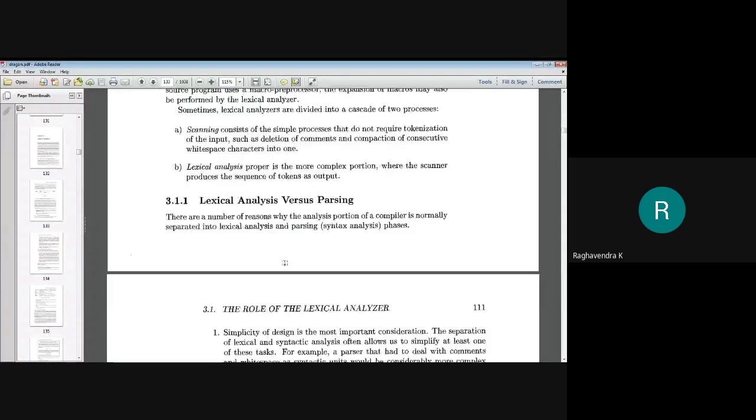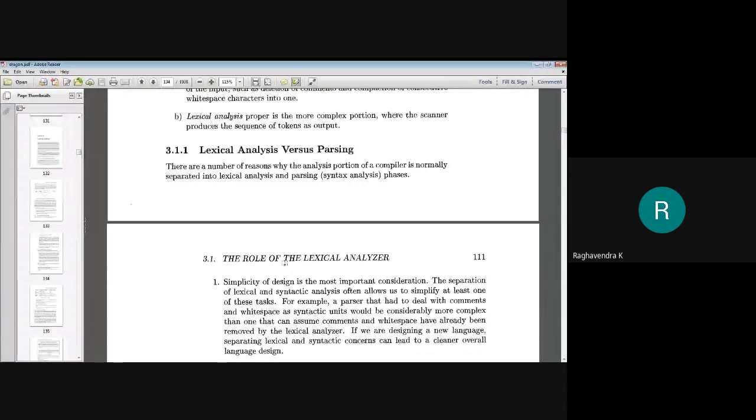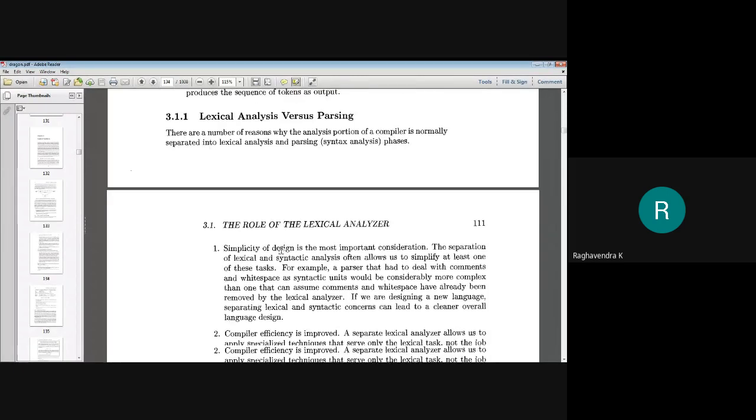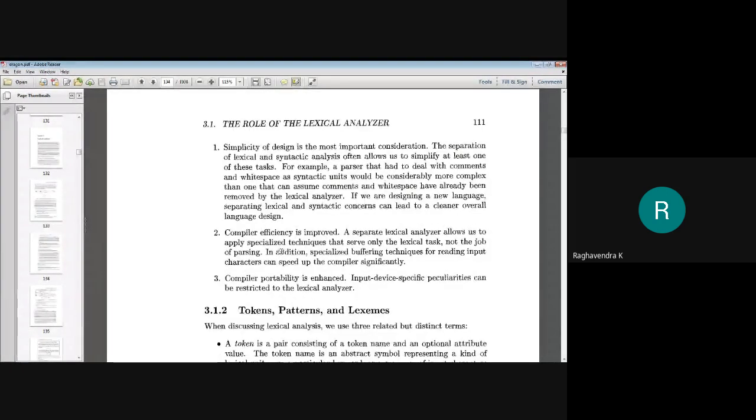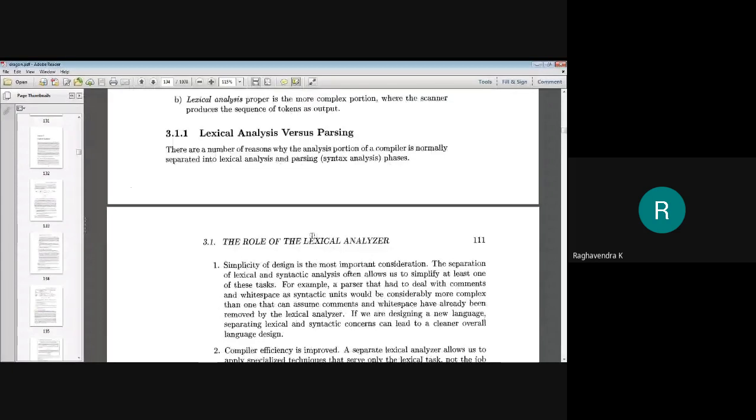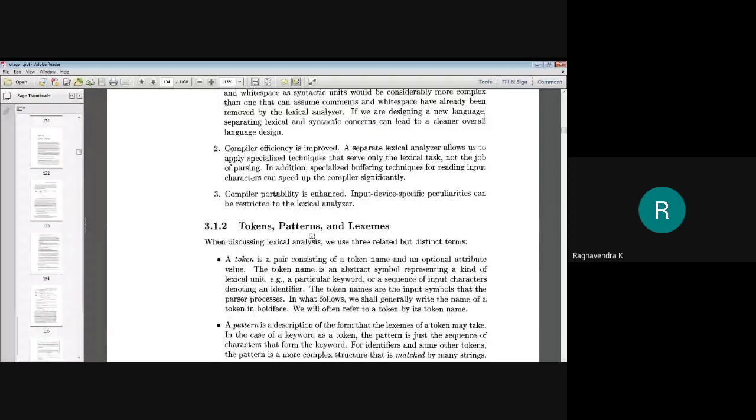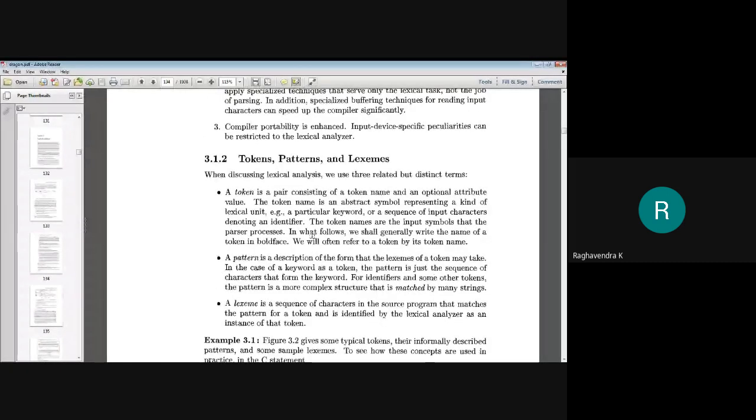So why did we choose lexical analysis separately, and why didn't we integrate it into the syntax analyzer itself? There are plenty of reasons. One reason is that it makes the design simple, and it improves the efficiency of the compiler. The third is that it improves the portability of the compiler. This, along with the other two, makes us consider lexical analysis as a separate part. We also talked about tokens, patterns, and lexemes.